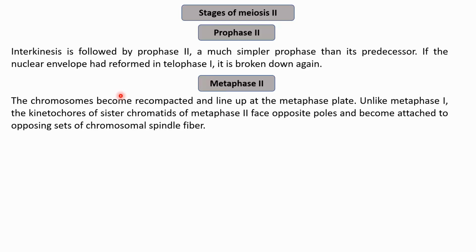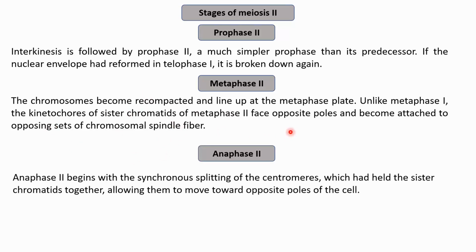get separated, but the kinetochores of the sister chromatids face the opposite poles in metaphase 2. And these kinetochores get attached to the spindle fibers towards the opposite poles. Now in the next stage, which is anaphase 2, there is a synchronous splitting of the centromeres, which held the sister chromatids together, that allows them to move towards the opposite poles of the cell.